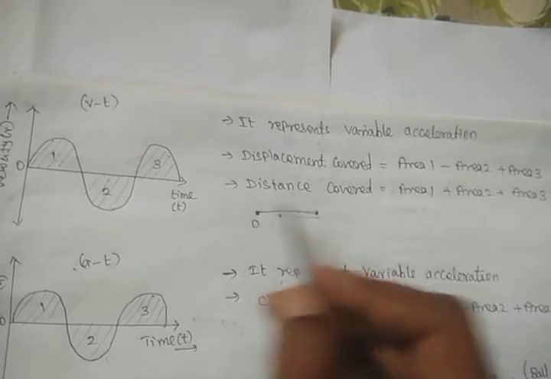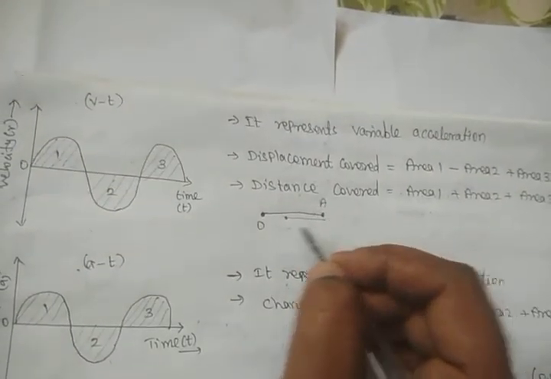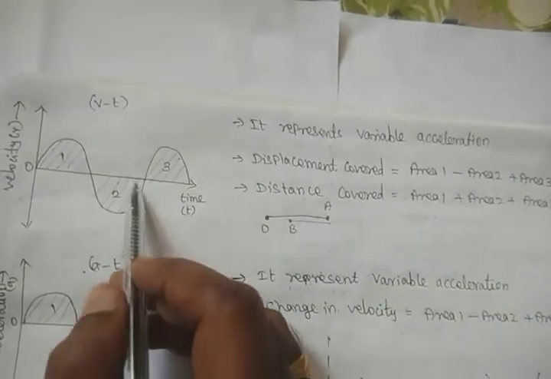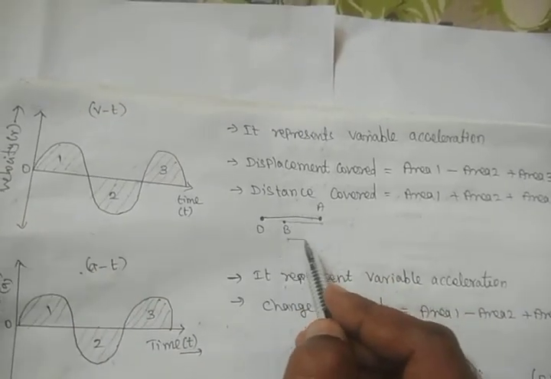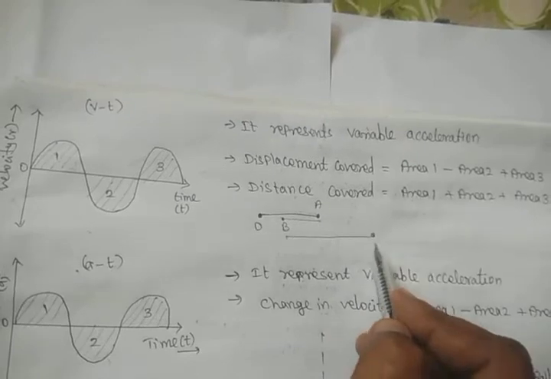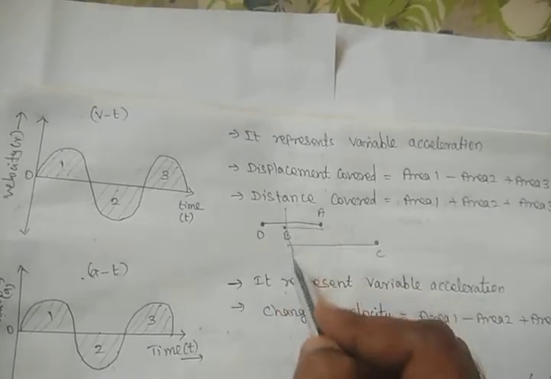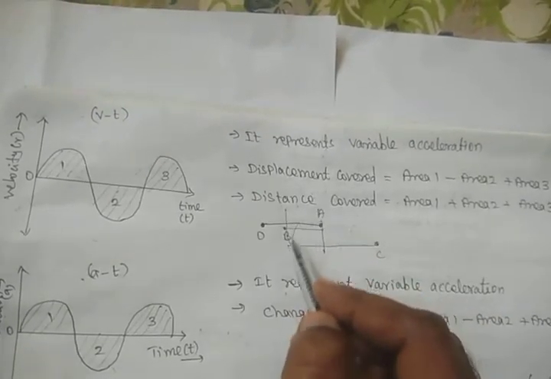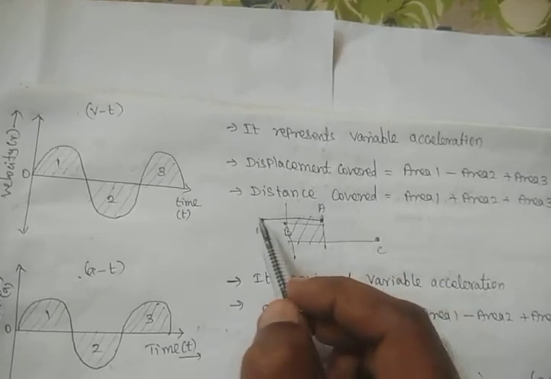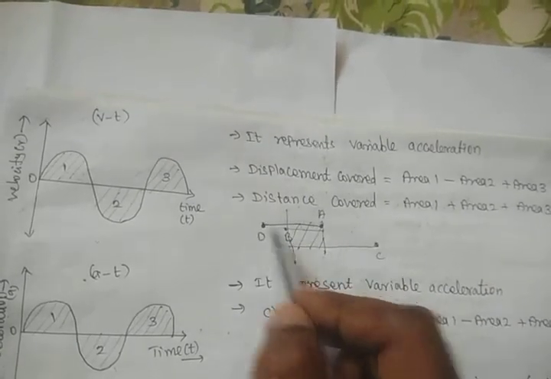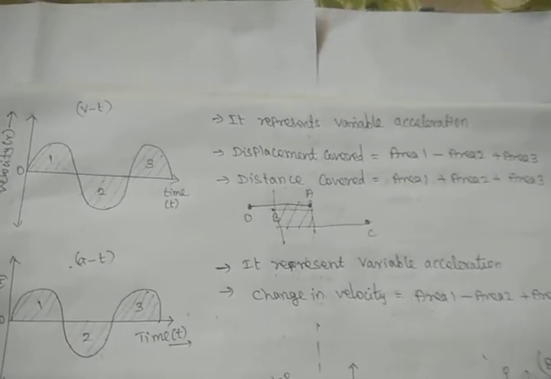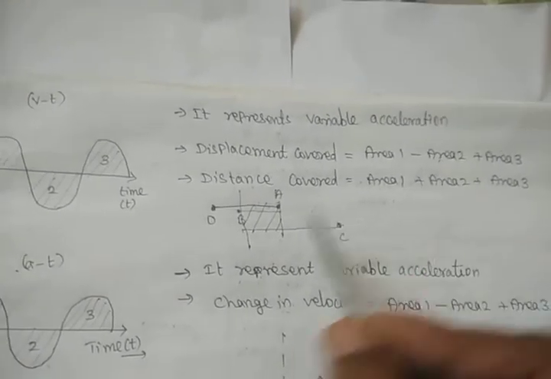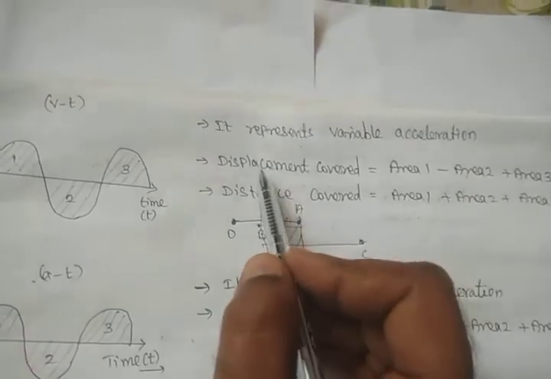So this is point A. Then it comes to point B. After that what will happen? Again the velocity increases. So the displacement is positive. It reaches point C. So what we have to do? We have to subtract this one. So this one we do not need. So the shortest distance between the initial and final point is displacement. So only we subtract area 2 in the displacement calculation.